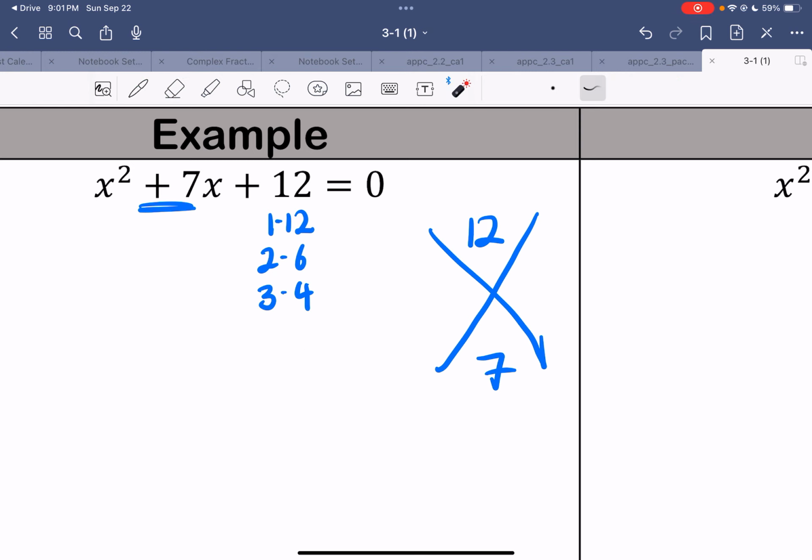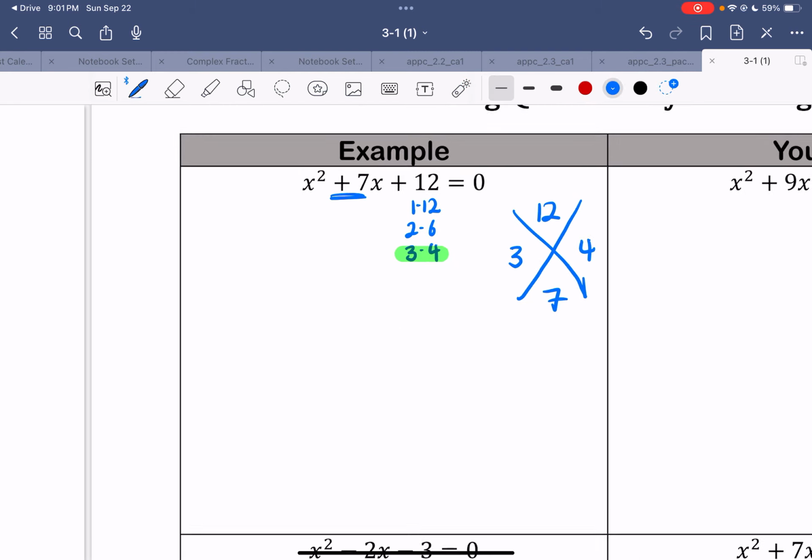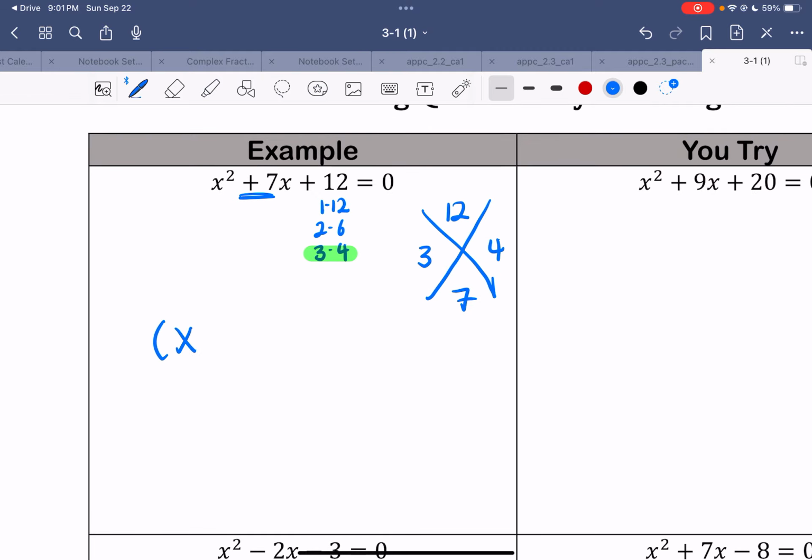So out of these 3, since it's a positive number, which one of these gives you 7 when you add? 3 and 4. So positive 3 and positive 4. Let's double check. 3 times 4 gives you 12. 3 plus 4 gives you 7. So it's gonna be (x + 3)(x + 4). Okay.